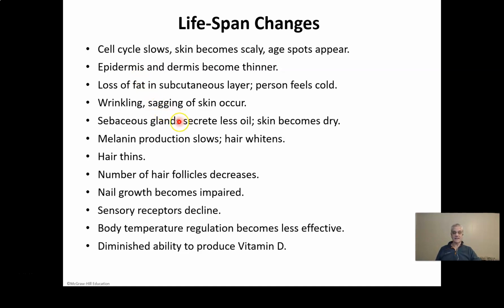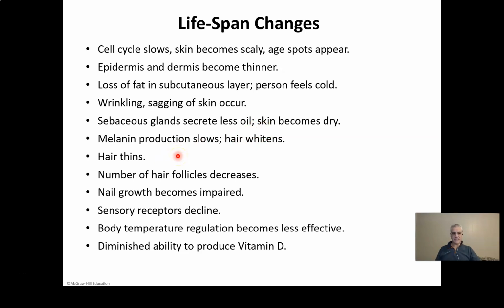It starts to sag. Sebaceous glands secrete less oil. Your skin becomes dry. Remember I said that. Now you might say, well, I want shampoos and I want to get rid of this sebaceous crap, this sebum that's on my hair. It's oily. Yeah, well, don't worry. When you get older, you won't have to worry about it. It'll happen all by itself.